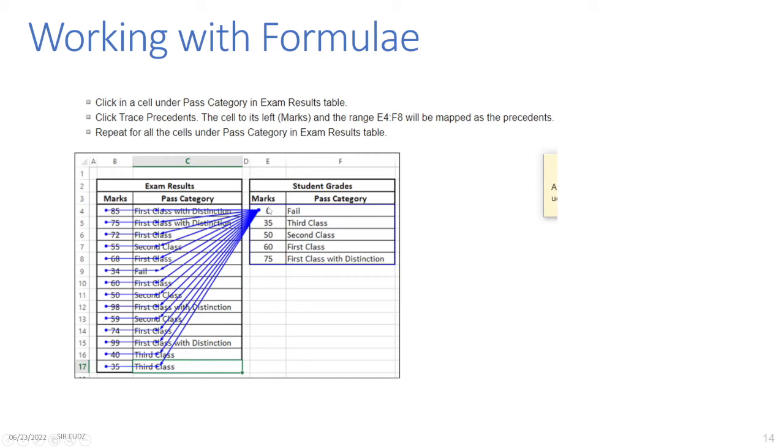So E4 to F8 will be marked as precedents. Repeat it for all the cells under the Past category in the exam results table. So for all the cells, we have this result.